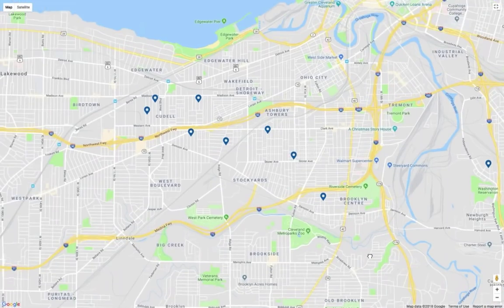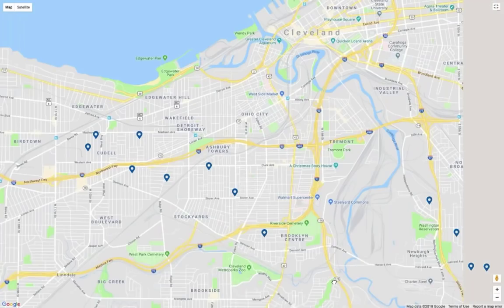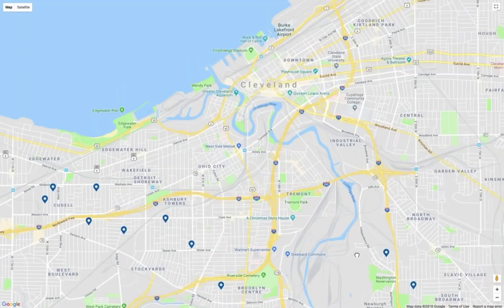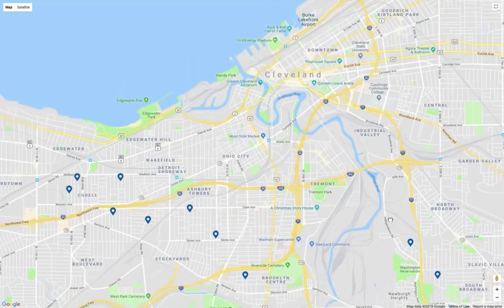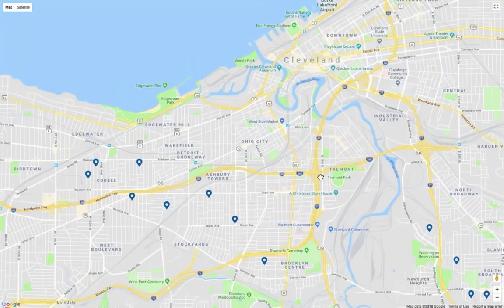And what's the natural progression? It's just going to keep moving inwards, right? Ten years ago, Tremont wasn't a thing. Five years ago, Ohio City wasn't as cool. Detroit Shoreway is now making its way down. So we're buying in that area, particularly because we're forecasting a little bit. We think those are going to keep growing and they're going to be a great asset to own in the future.